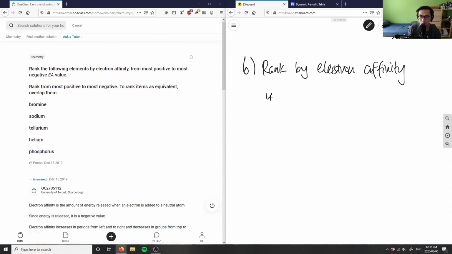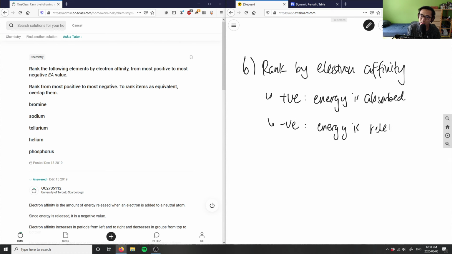So when we talk about positive, this is my shorthand for positive, and this is my shorthand for negative. Positive means that energy is absorbed. You can think of it as an endothermic reaction. Negative values mean energy is released, obviously, and you can think of this as an exothermic reaction here. And I want to rank these guys here.